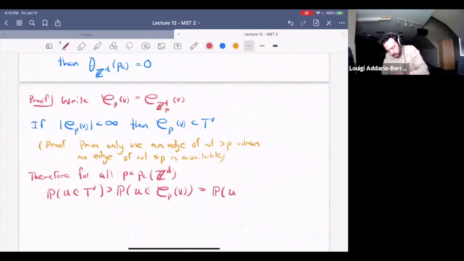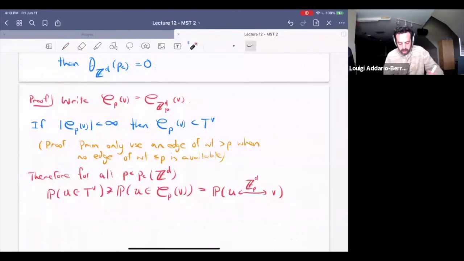Right, and so another way of writing that is just that it is the probability that u and v are connected in the graph Z^d_p. But now I can take a supremum over p less than p_c, and get a better bound. So take the supremum in this bound.